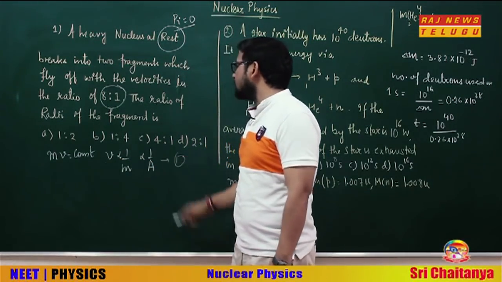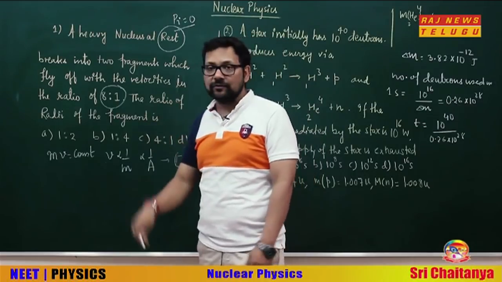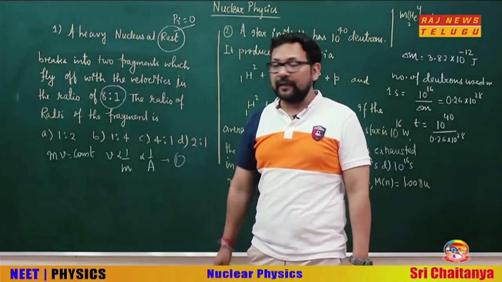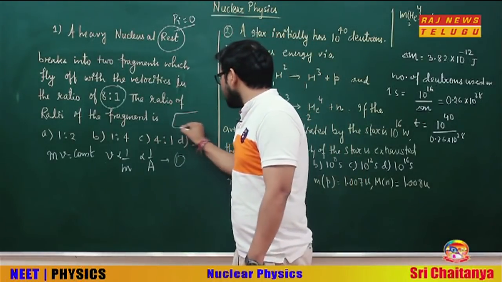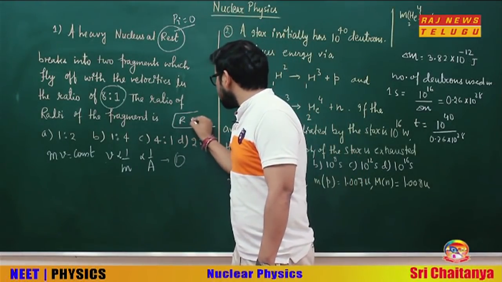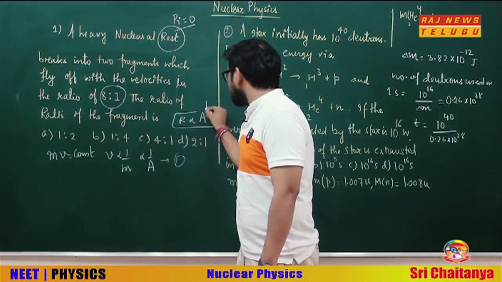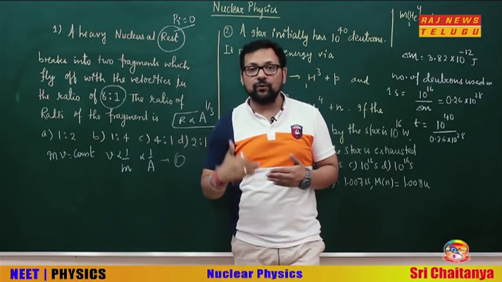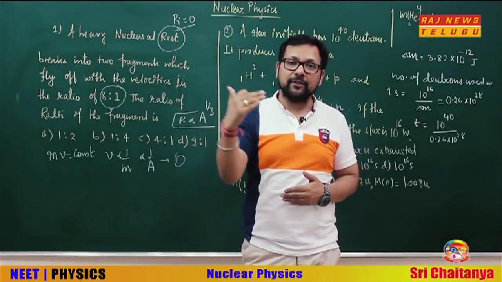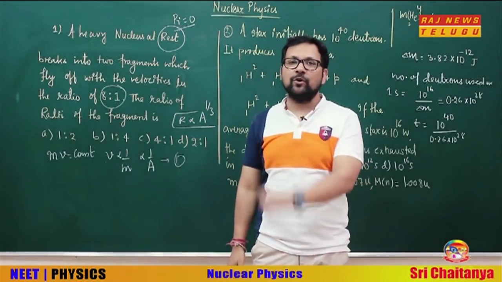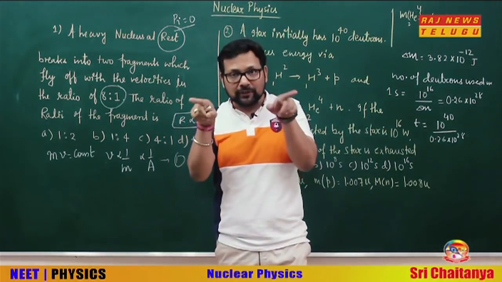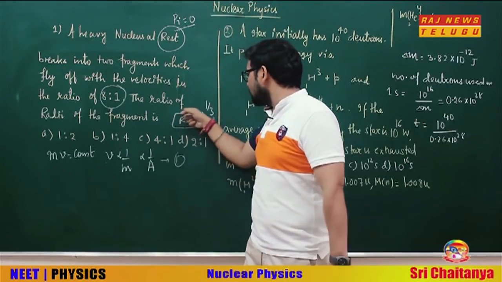But in the question, what is required is the ratio of radii of the fragments. For the radii of nuclei, the formula is R is proportional to A raised to power 1 by 3. So now A is to be related to R. R is proportional to the cube root of A, so cubing both sides gives R cubed proportional to A.